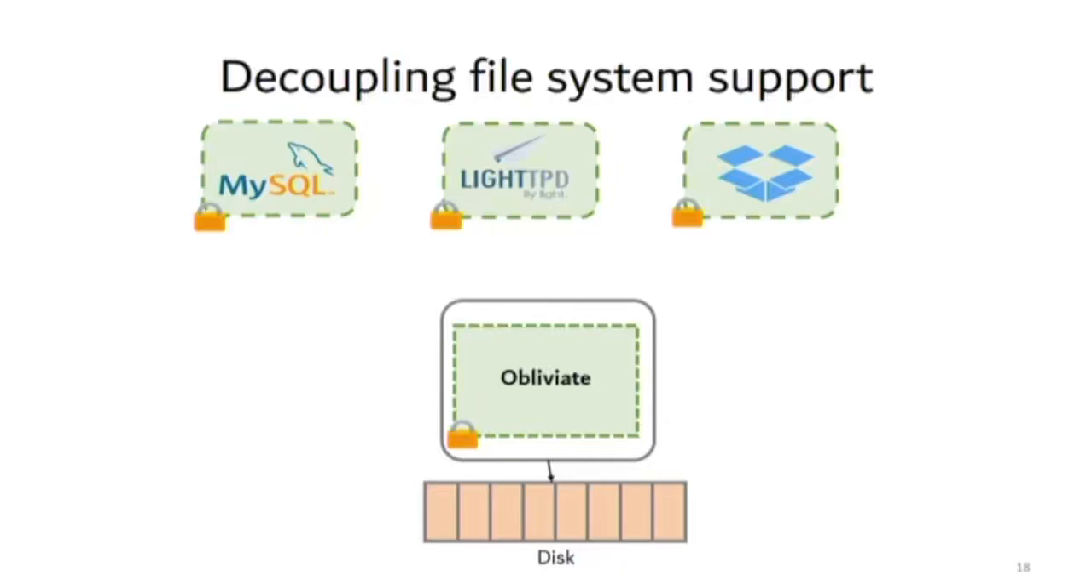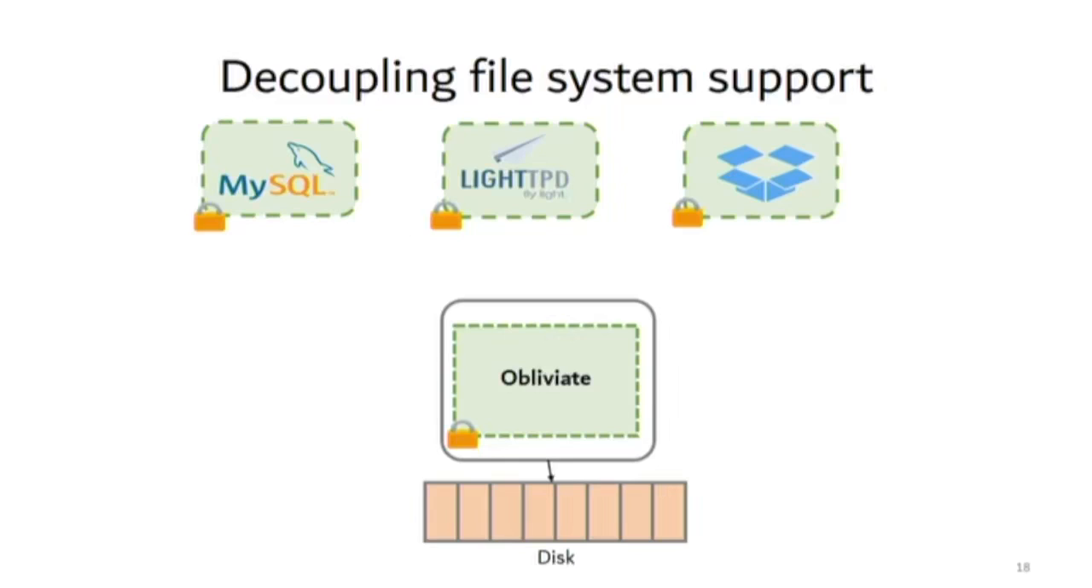So the first point of Obliviate, the first point of this file system, is that as in all legacy file systems in Linux and Windows, we're going to decouple the file system support from the enclave application. We don't want the application to be handling the files on its own, because the whole point of having the operating system handle all these file system calls for you is so that the program developer doesn't really have to bother about all this stuff.